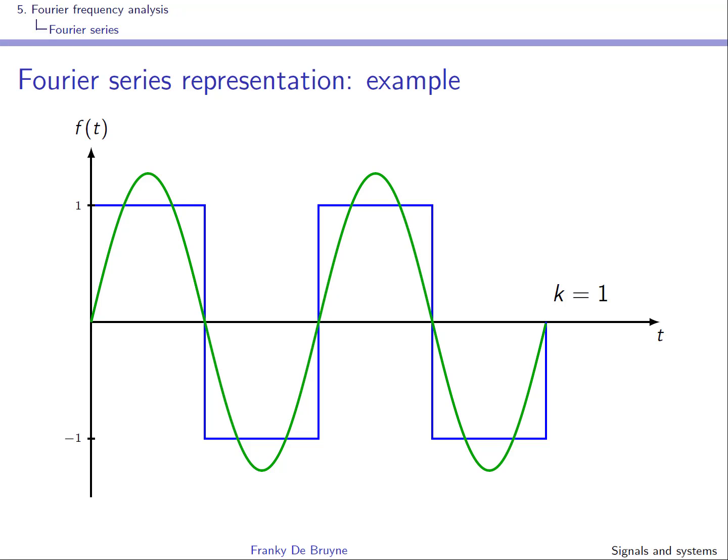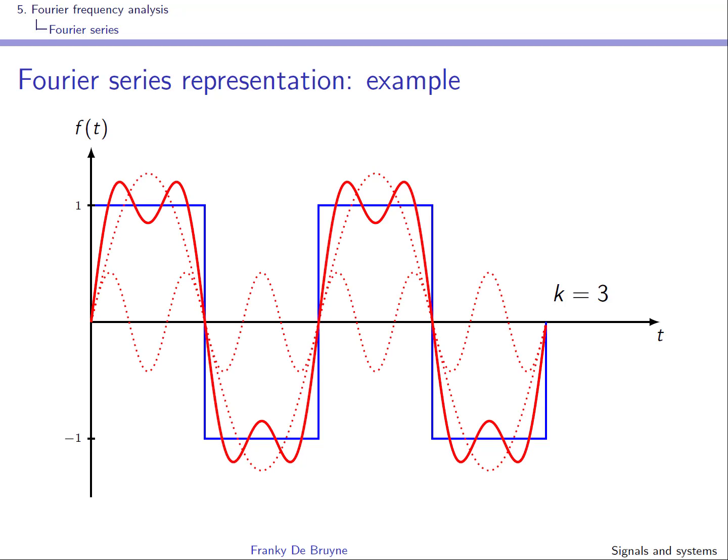So here in blue you have the original signal that we are decomposing, and you have here the first term of the Fourier series. You can see that it corresponds to k is equal to 1, and indeed it has the same period as the original signal in blue, so it's at the fundamental frequency, and the amplitude is 4 over k pi. K is equal to 1, so this leads to an amplitude of 4 over pi, and this seems to be okay. So let us keep on adding terms.